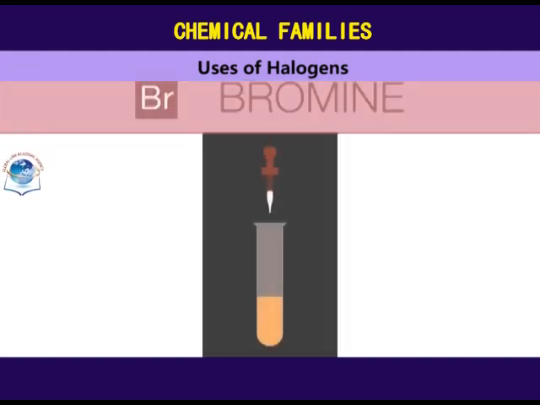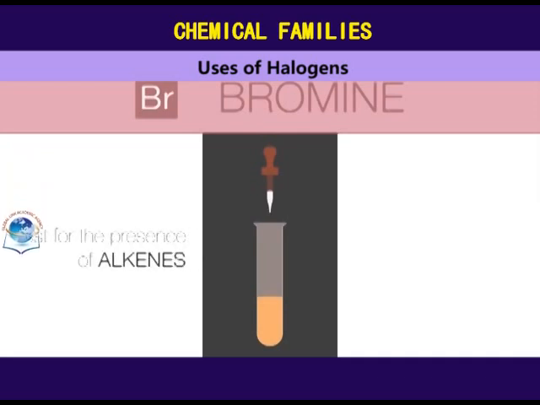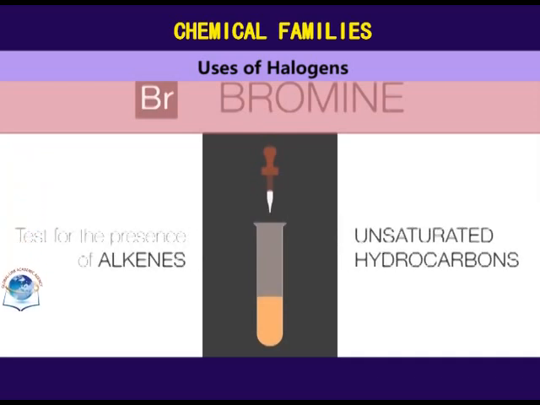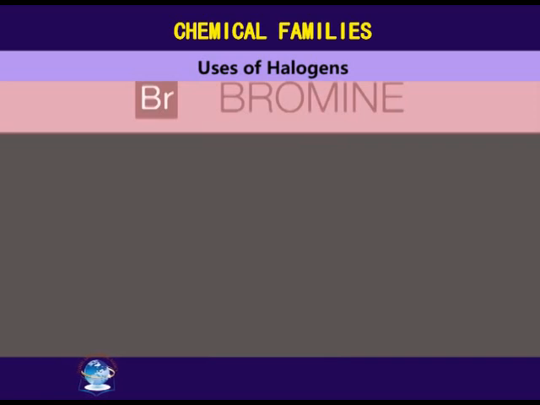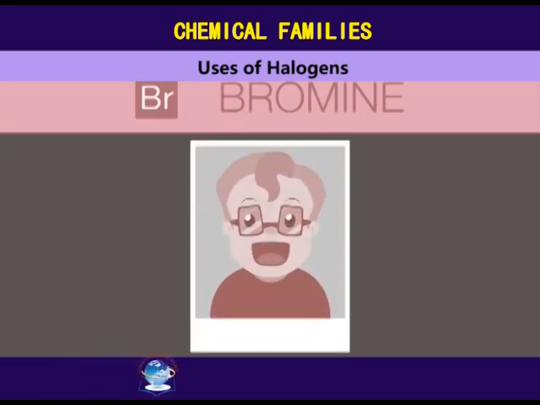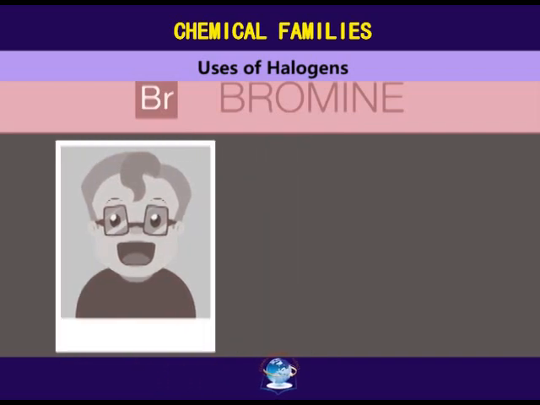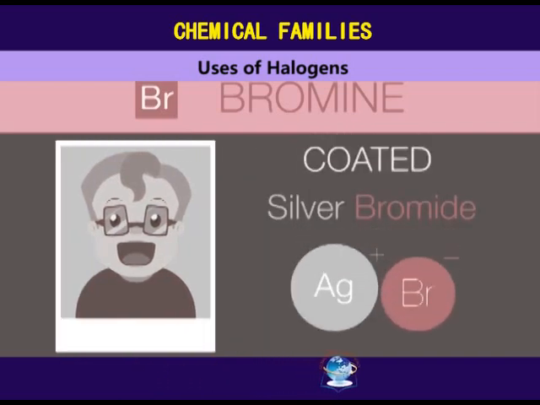Aqueous solution of bromine can be used to test for alkenes or unsaturated hydrocarbons. It goes from orange to colorless in the presence of alkenes. In photography, the paper is coated with silver bromide, which darkens upon exposure to sunlight.